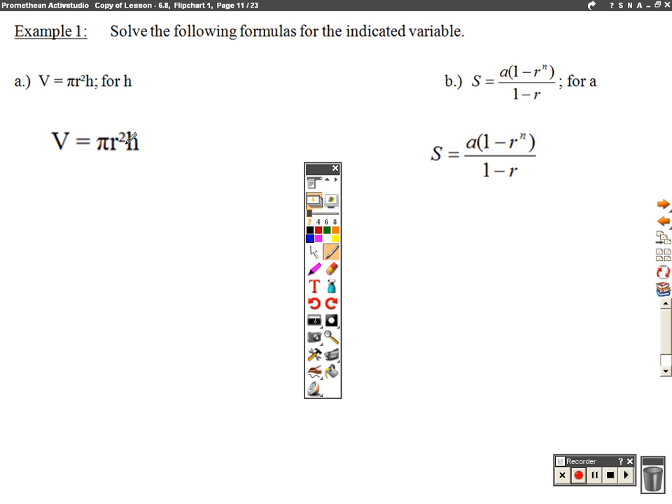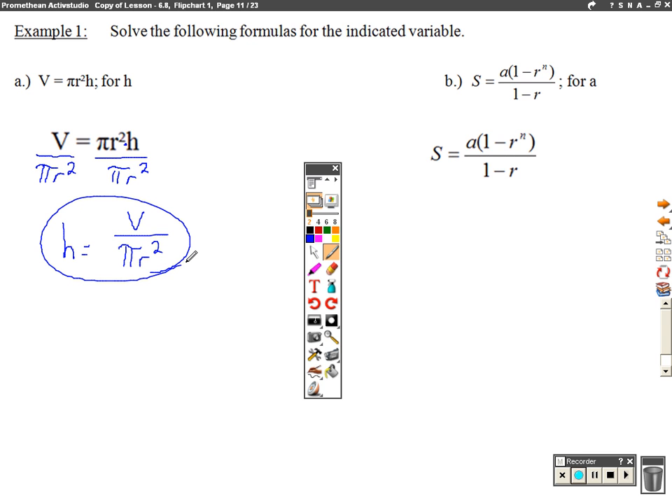The way we're going to do this is to undo our order of operations in reverse. Here I'm going to undo my multiplication, which is the only operation I need to undo. I undo multiplication with division, so I divide both sides by pi r squared. The pi r squareds cancel, and I'm left with h equals V over pi r squared. So that was a basic one, kind of like distance equals rate times time. It wasn't even a rational formula because we had no denominators.